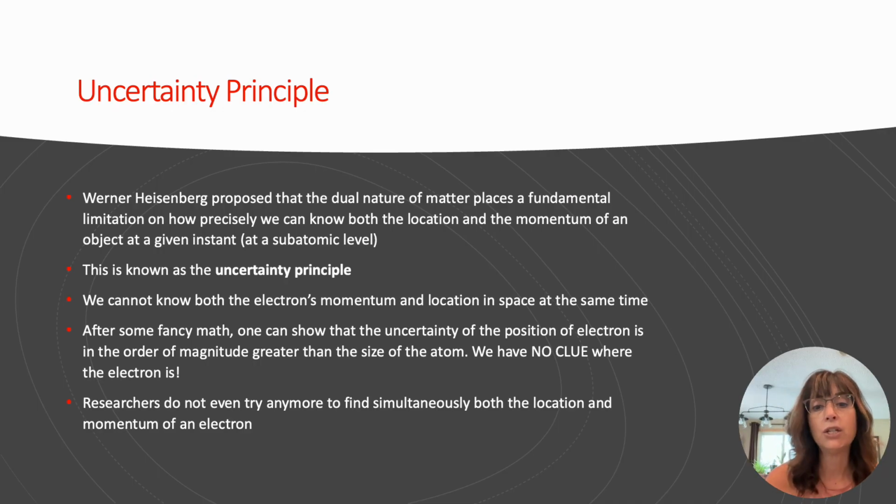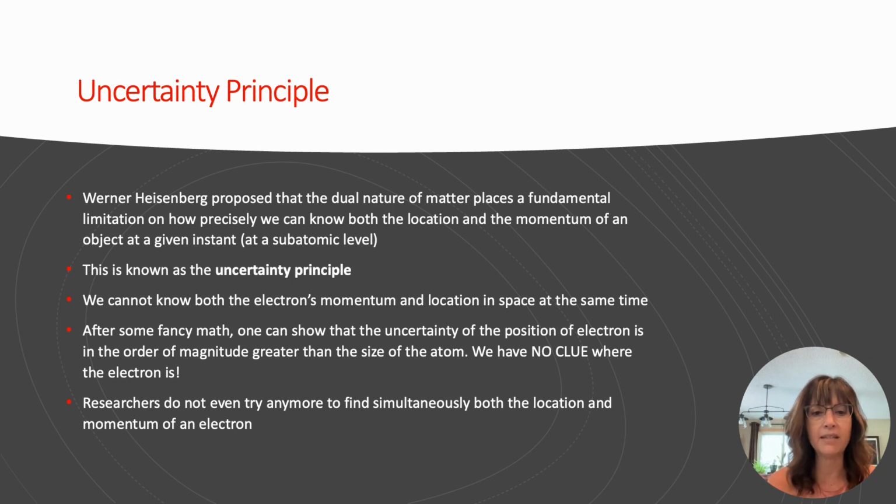So this led to the uncertainty principle. Werner Heisenberg proposed that the dual nature of matter, that it behaves like a wave and a particle, places a limitation on how precisely we can both locate and talk about the momentum at any given moment in time at a subatomic level. We call this the uncertainty principle. In other words, we cannot say about an electron both its momentum, usually we say its velocity, and where it is at the same time. We can tell you where it is, we can tell you its velocity, but we cannot say both things at the same time.